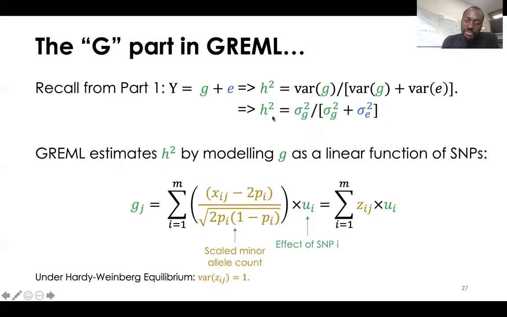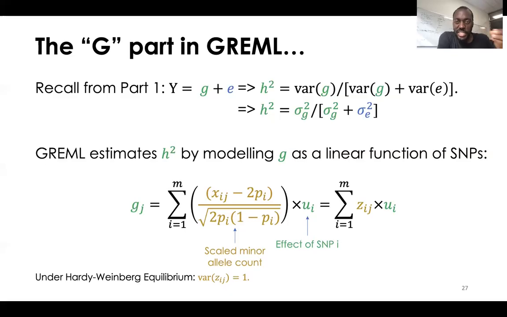Also, to introduce a few notations, from now on I will refer to sigma squared G as the variance of the genetic value across all individuals in the population, and sigma squared E as the variance of the environmental value across all individuals in the population. One comment I made in part one was that the definition wasn't very useful unless we can observe G. Having SNPs is a great opportunity to observe what the contribution of genetic factors could be, and so GRML estimates heritability by actually modeling G.